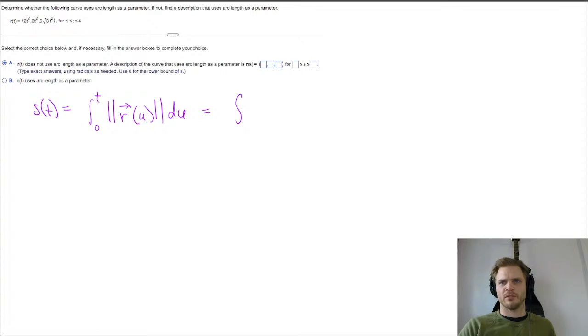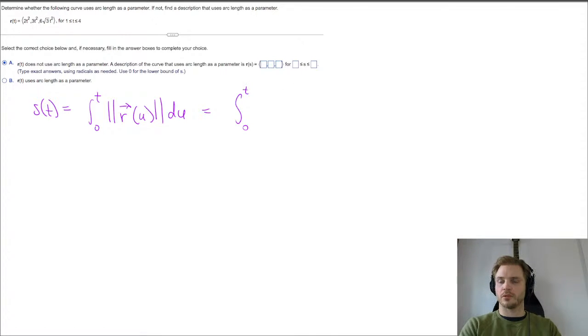So we now have to put it in the right form. S of T equals... Okay, well, so this is the integral from 0 to T, or is it from 0? S of T is from 0 to T. Yeah. Okay.